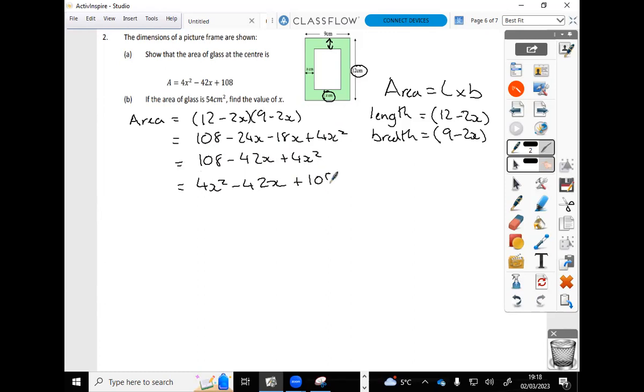Plus 1. Okay, so that's us showing that the area equals that. When I'm asked to show something, I'm asked to prove it. I'm asked to show the working of how to get there.